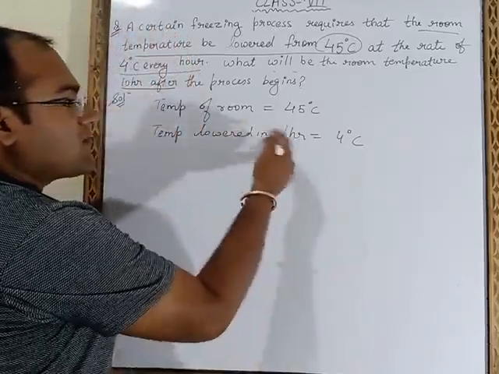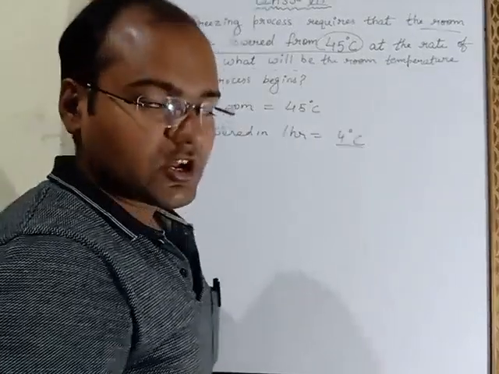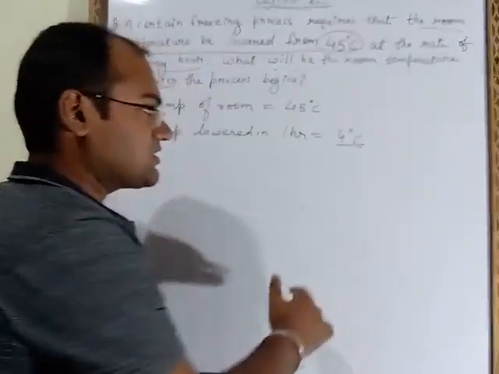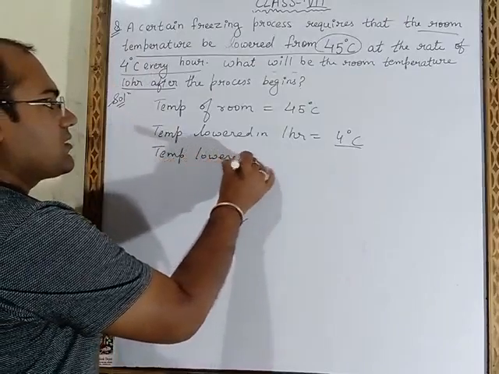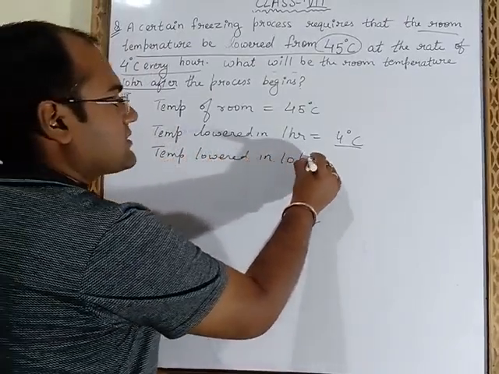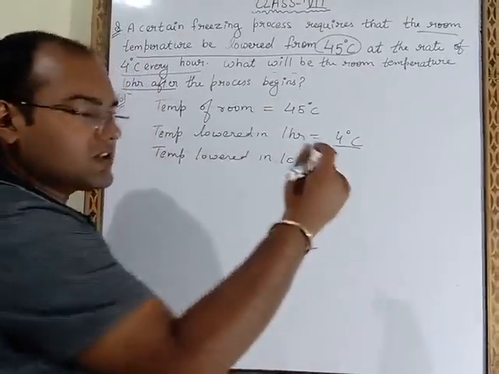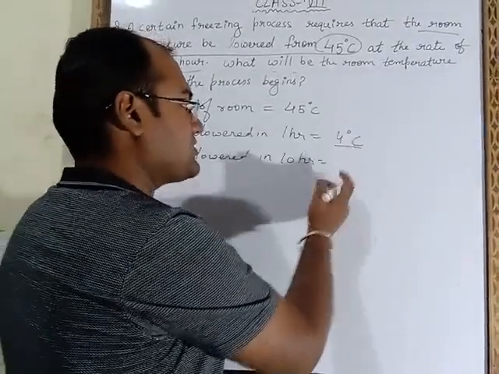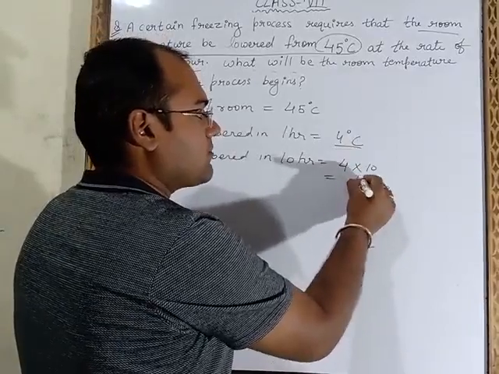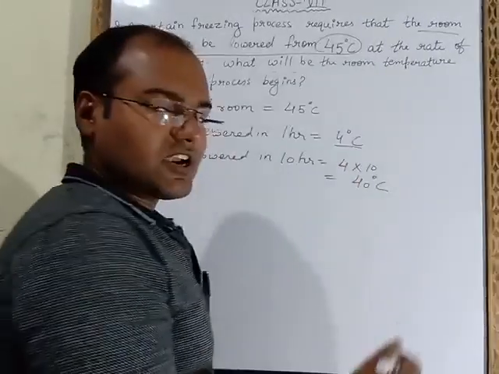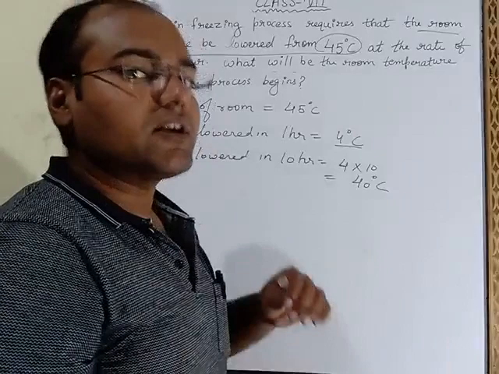So in every 1 hour the temperature is getting reduced. How much is it getting reduced? 4 degrees Celsius. Now we will find the temperature lowered in 10 hours. In 1 hour the temperature of the room will get down by 4 degrees Celsius, but in 10 hours it will get reduced by 4 into 10, that means 40 degrees Celsius it will get reduced in 10 hours.